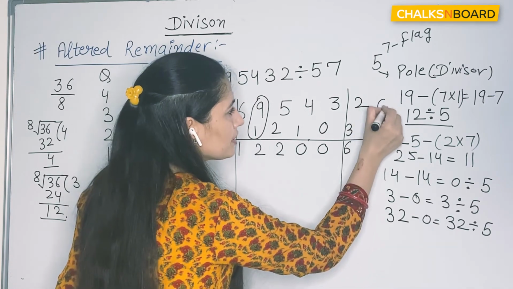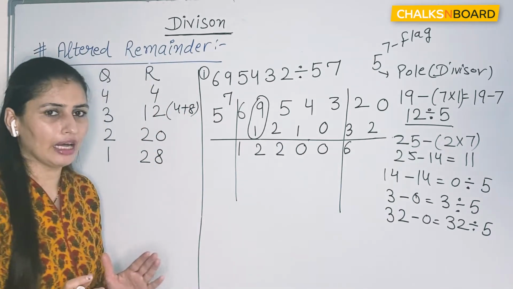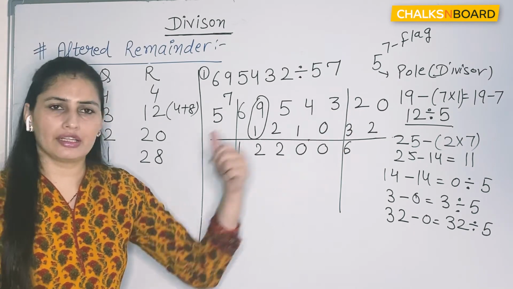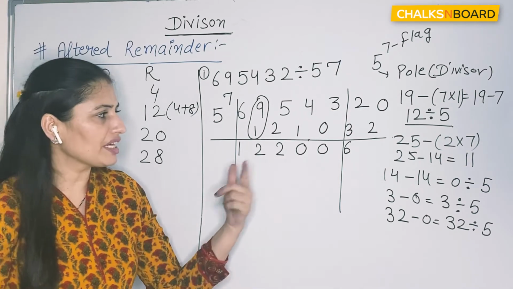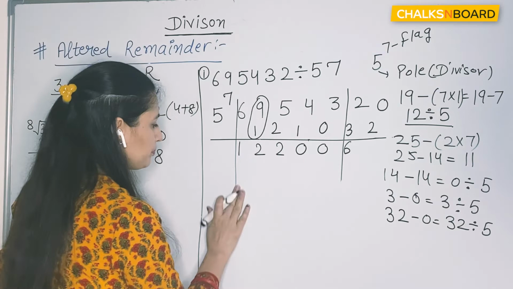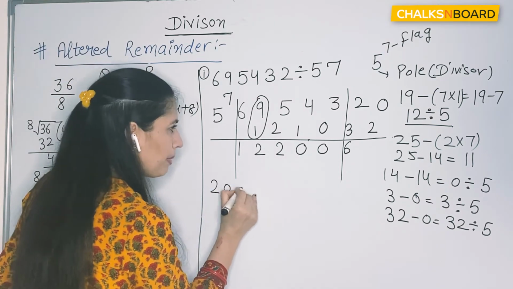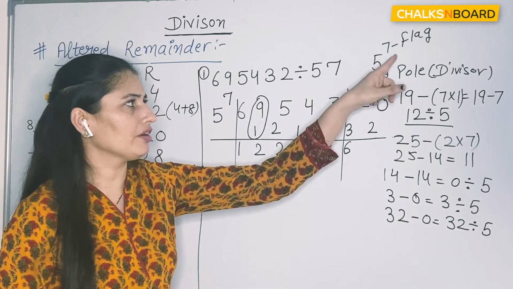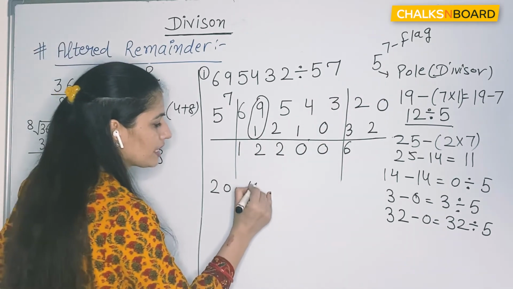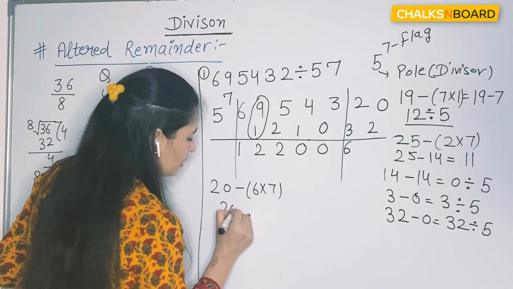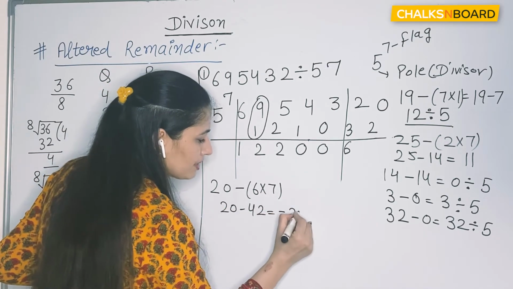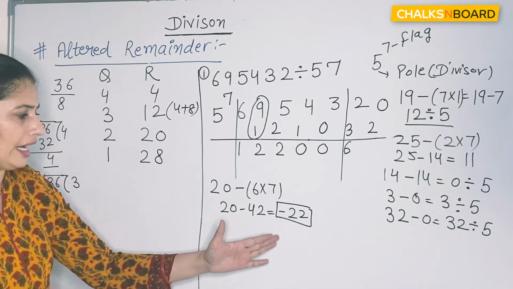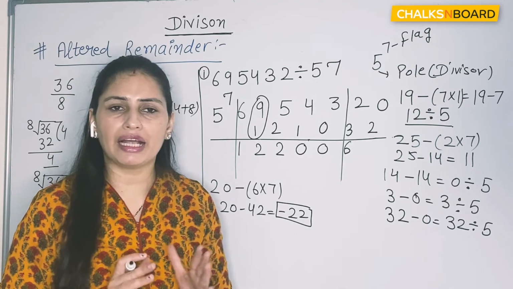And we can put 0 because after the point you want 2 digits or 3 digits, whatever number of digits you need, according to that you can put 0. So what is the next step? That is 20. So 20 minus multiplication of the previous quotient, which is 6 here, with flag, that is 7. So 6 into 7, that is 42, that is minus 22. So now the answer we got is negative, that is minus 22.